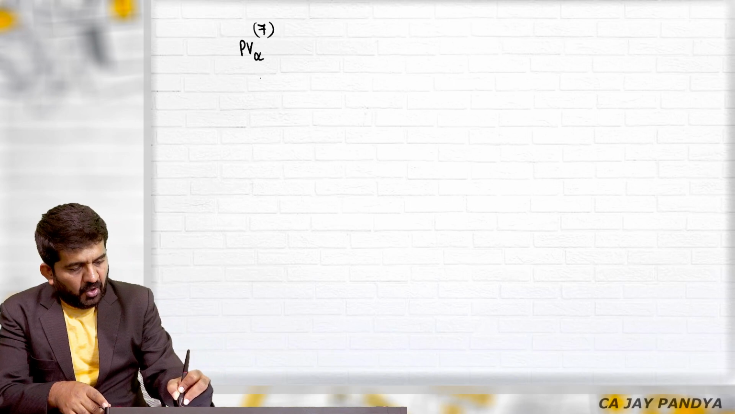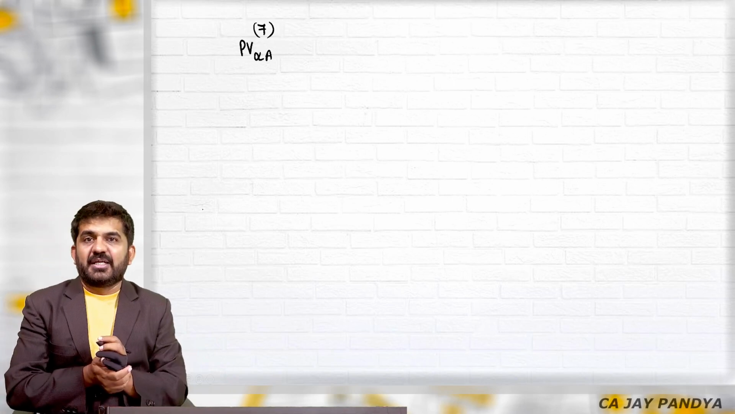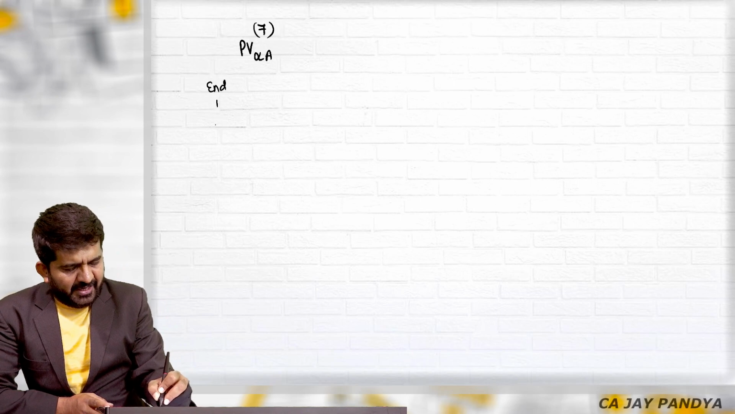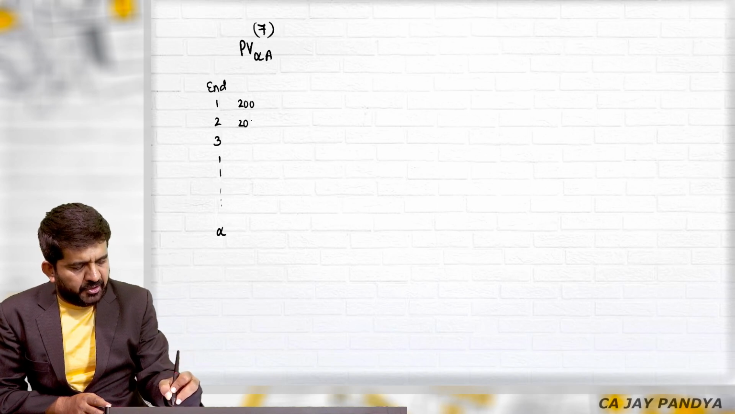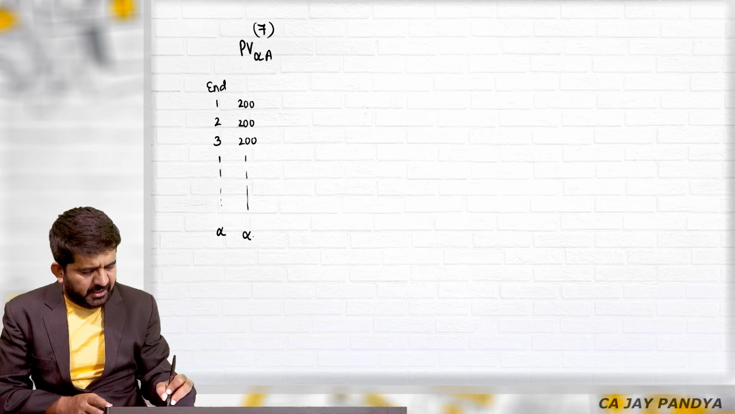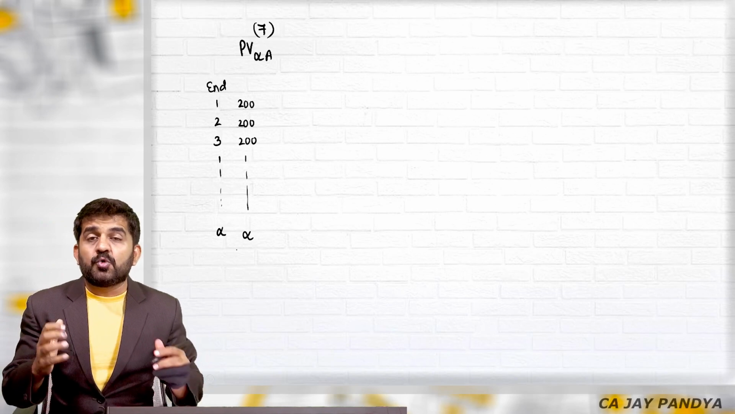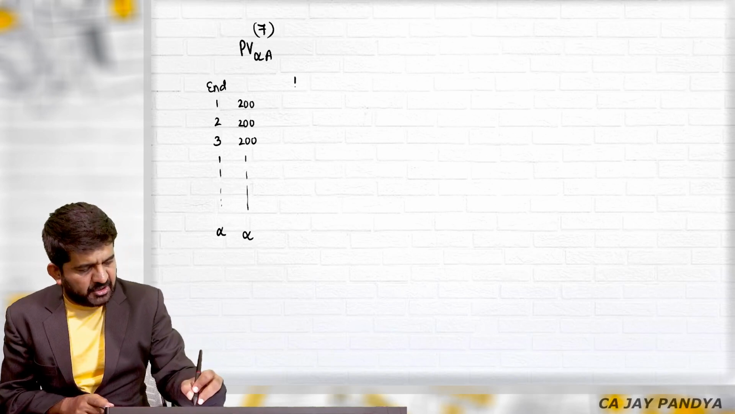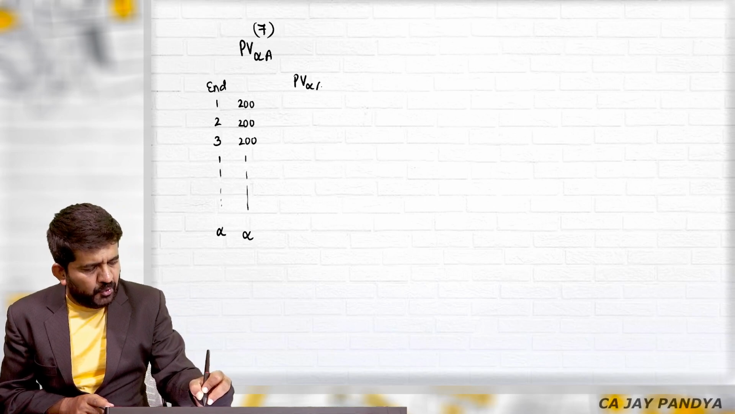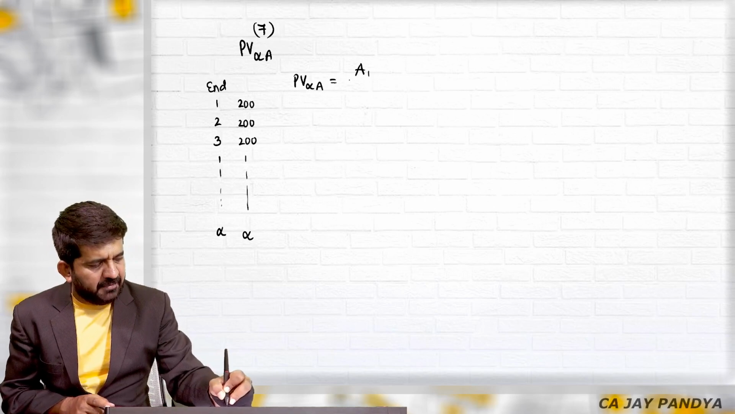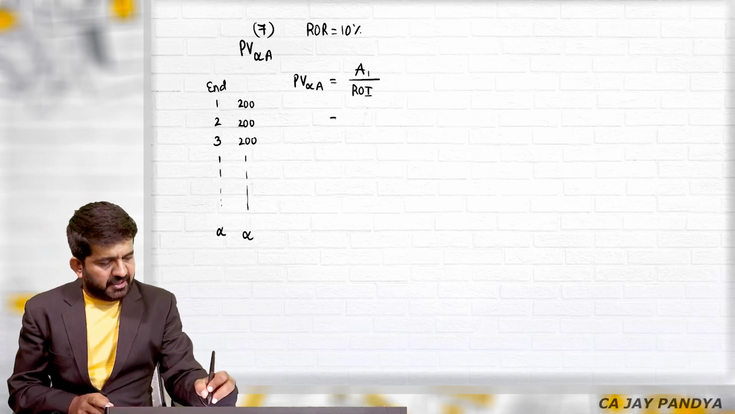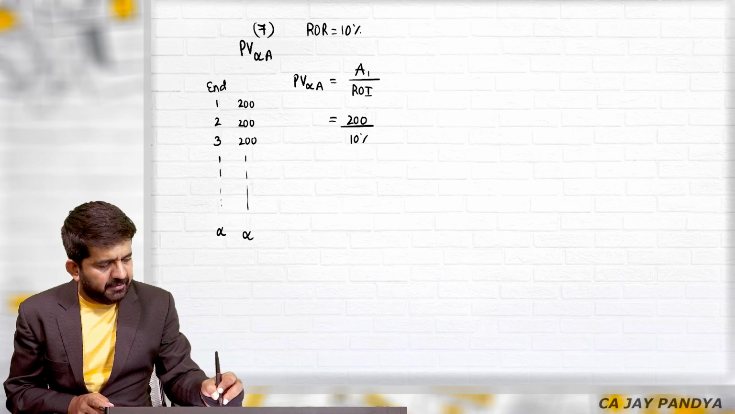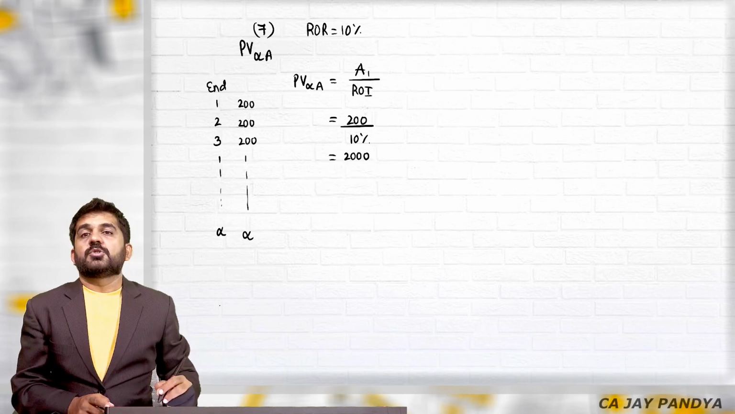present value of infinite cash flow, which is annuity. Suppose at the end of first, second, third up till infinity, cash flows are 200, 200, 200 up till infinity. If someone tells you to find out present value of this cash flow, present value of infinite cash flow can be found out by amount of first year divided by rate of interest. What is my required rate of return? Say 10%. So rate of interest is 10%. My answer will be 200 divided by 10%, which is 2000 rupees.